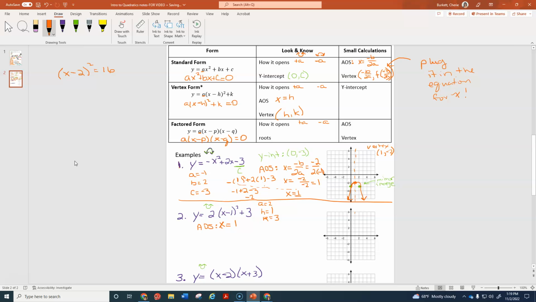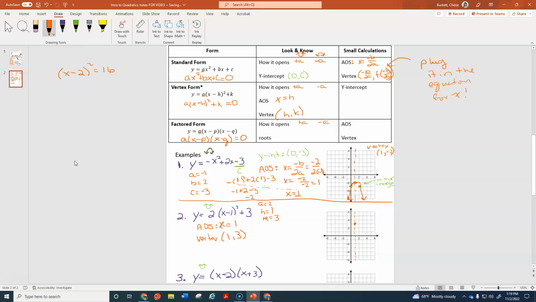That means that this one is going to have an axis of symmetry right there at the x equals 1 line. The vertex is at (h, k), (1, 3). So we know it's at (1, 3). And we also know that it opens up. So it's going to be opening up like this.